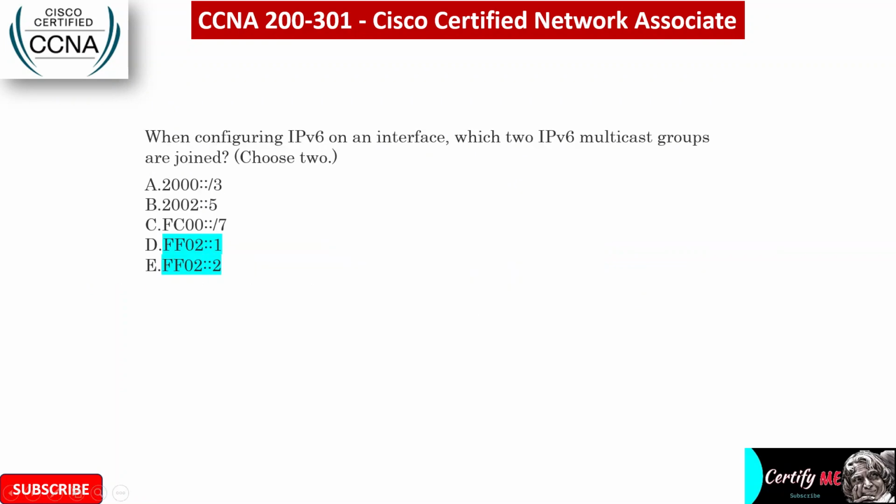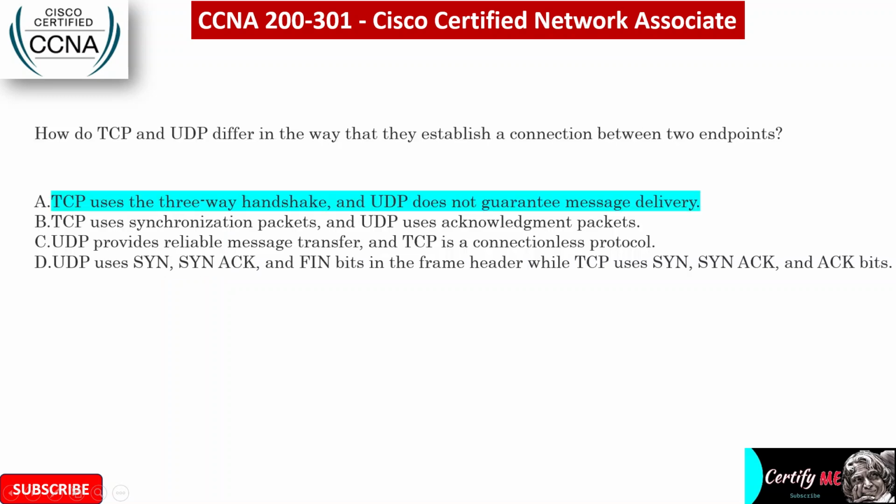Next question. When configuring IPv6 on an interface, which two IPv6 multicast groups are joined? Choose two options. The correct options are option D and option E. Next question.